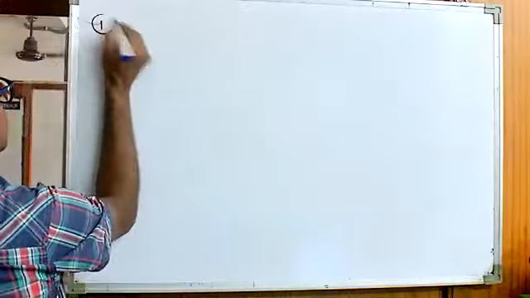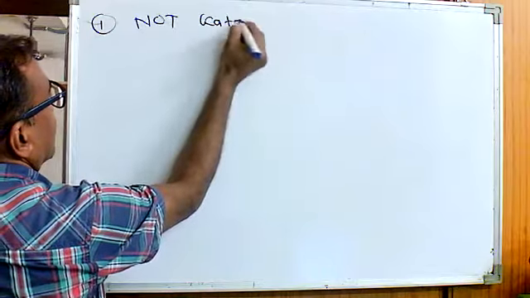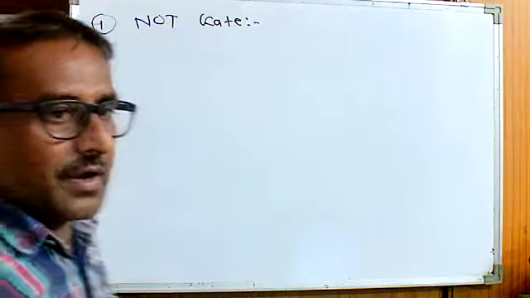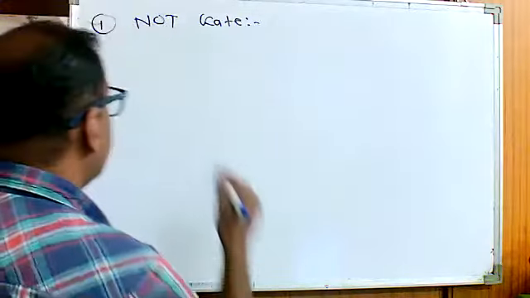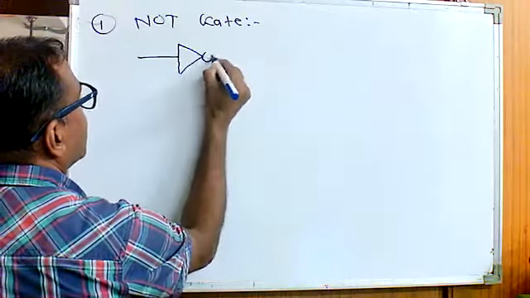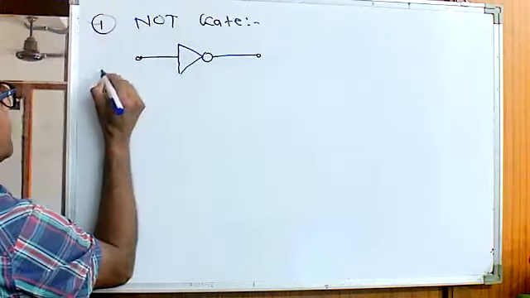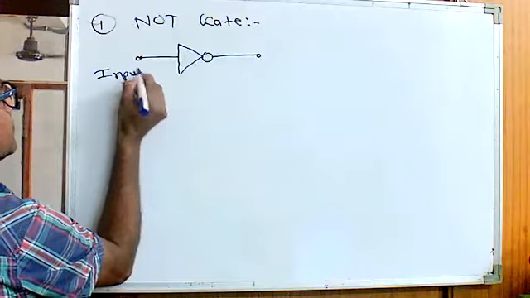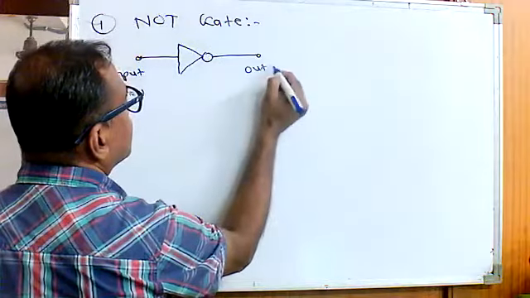The first gate is the NOT gate. NOT gate is the complement gate, opposite gate, inverter gate. Hold on to these names of the NOT gate. The NOT gate symbol is like this one. The symbol diagram of NOT gate has a small circle on the output side. This is the input signal. This is the output signal.